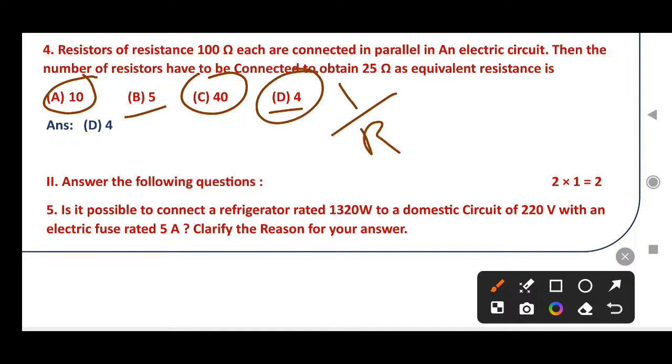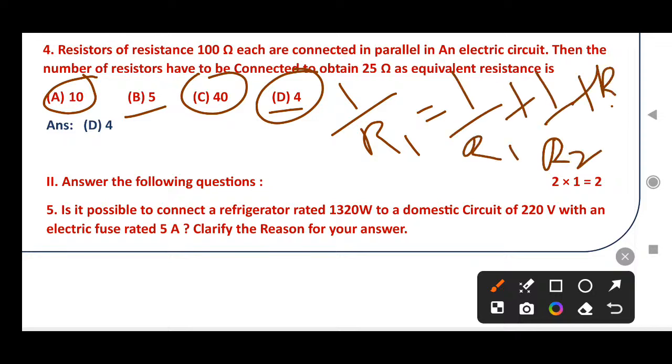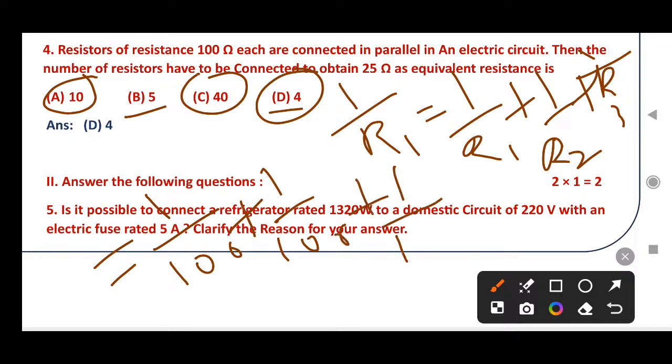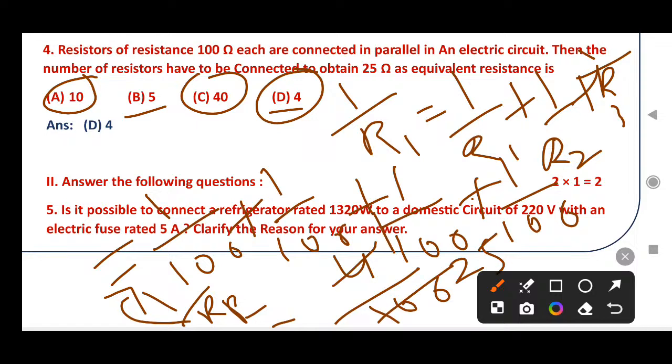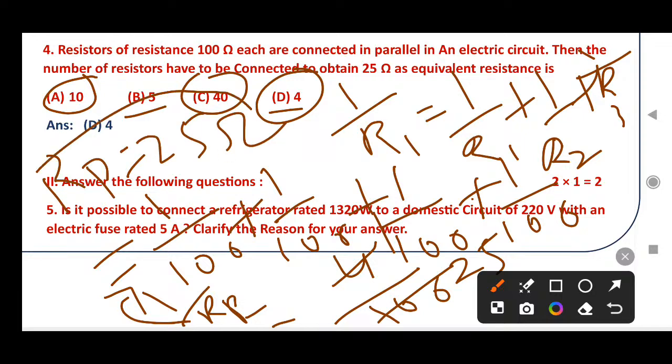So 1 upon Rp is equal to 1 upon R1 plus 1 upon R2 plus 1 upon R3 plus 1 upon R4. Then 1 upon 100 ohm plus 1 upon 100 ohm plus 1 upon 100 ohm plus 1 upon 100 ohm. The LCM of all these is 100. Then 1 plus 1 plus 1 plus 1 is 4, so it's 4 by 100, which is 1 by Rp. Taking the reciprocal, 4 by 100 is 1 by 25, so Rp is equal to 25 ohm. That's our answer.